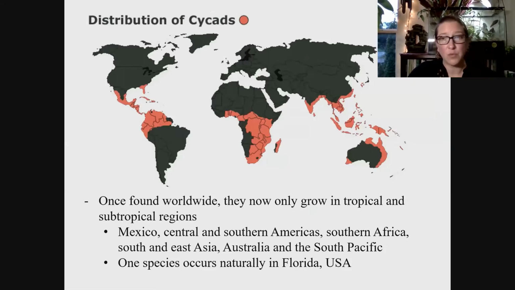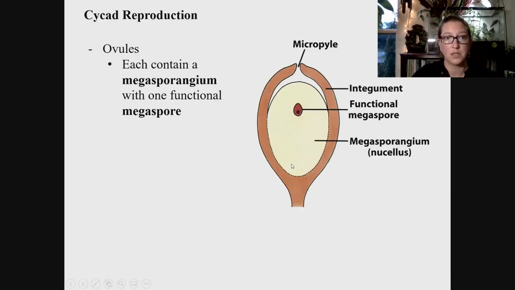Yeah, so cycads used to be worldwide, but now they only occur in tropical and subtropical regions. So parts of Africa, the northern part of South America and most of Central America, Southeast Asia, the South Pacific, and Australia. And there's even one species that occurs naturally in Florida of the United States.